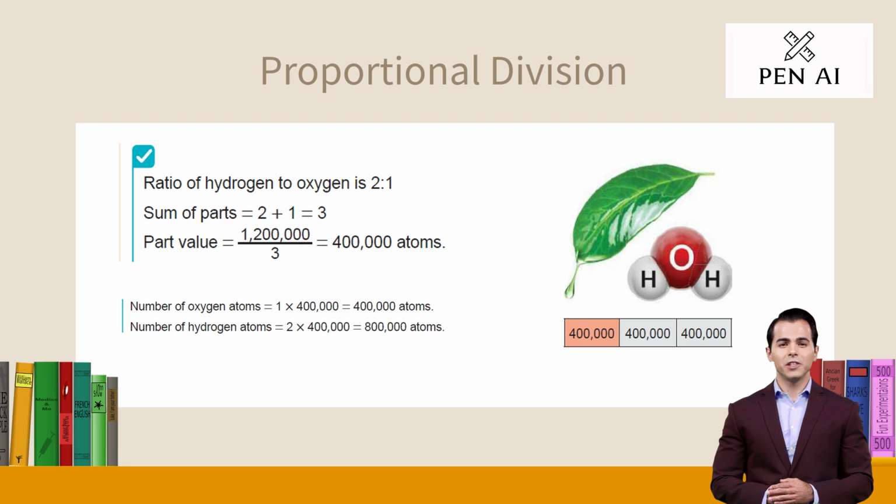Example: if the ratio between the number of hydrogen atoms, H, to oxygen atoms, O, in a water molecule is 2 to 1, how many atoms of each of them are there in a drop of water containing 1,200,000 atoms? The answer: the sum of parts equals 2 plus 1 equals 3. When we divide 1,200,000 by 3 we get 400,000. Therefore, oxygen atoms equals 1 multiplied by 400,000, that equals 400,000. Hydrogen atoms equals 2 multiplied by 400,000, that equals 800,000.